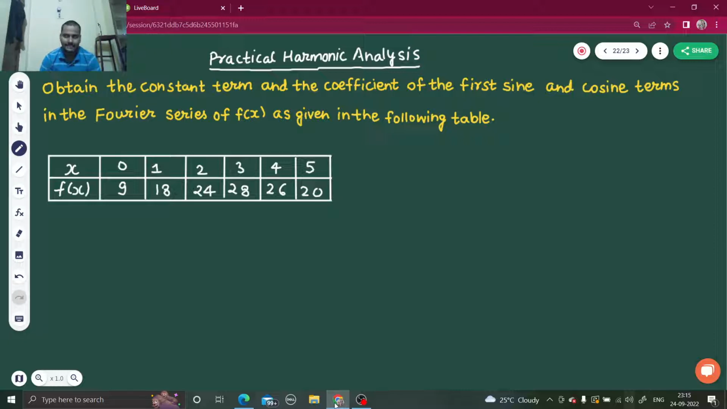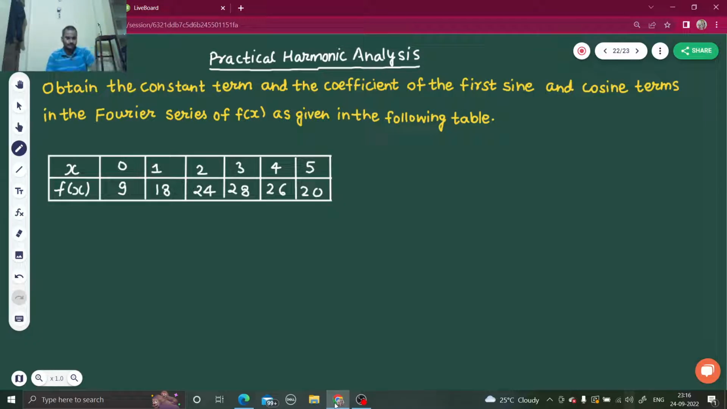Let's solve one more question, and this is a new topic, practical harmonic analysis. In case the functions are not directly given, then in order to obtain the Fourier series, we will use the information given in this table to find the Fourier coefficients. If the function is given, then we directly use integration to find the Fourier coefficient. But if the function is not given, then we will use this table.